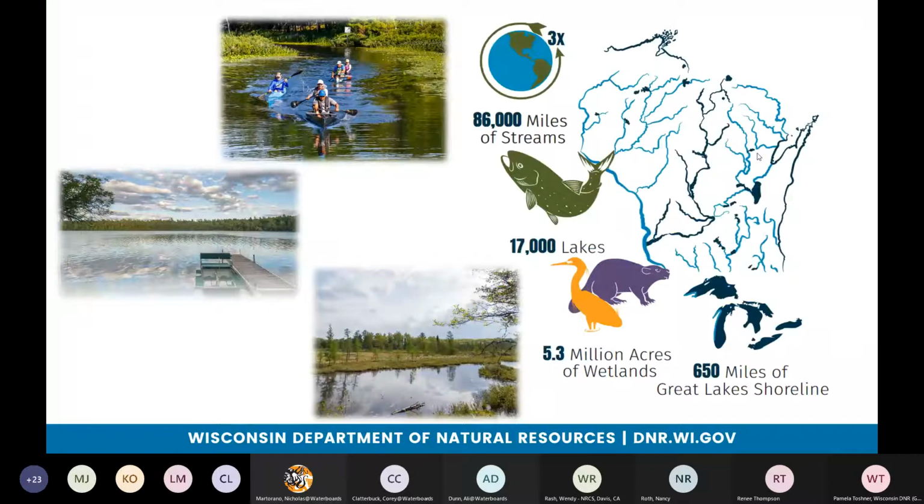Wisconsin is blessed with a tremendous amount of water resources. We have over 86,000 stream miles. We could circle the earth 3 times at the equator. We have over 17,000 inland lakes, about 5 million acres of wetlands. Unfortunately, we've lost more than half of our wetlands historically. And we have 650 miles of Great Lake shoreline. So a lot to celebrate and a lot of water to protect.